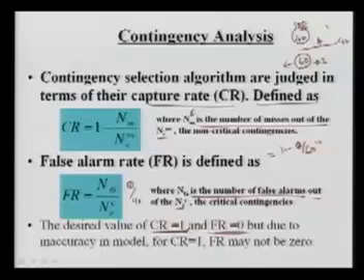Due to the inaccuracy in the model, CR equal to 1 and FR equal to 0 is not possible, so we have to see the various methods for that. These false alarm rates and capture rates are defined based on your PI cutoff value. So in contingency selection, we always have to monitor what your capture rate is and what your false alarm rate is, and based on that we can say whether this method is giving very accurate results. So we saw the various methods for contingency selection.